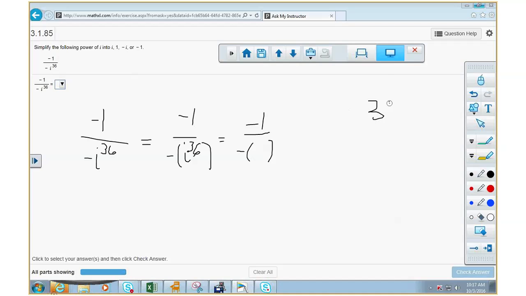36 divided by 2 is what? 18. Is 18 a whole number or a fraction? And is it even or odd? So what's -1 over -1? So the answer should be 1.